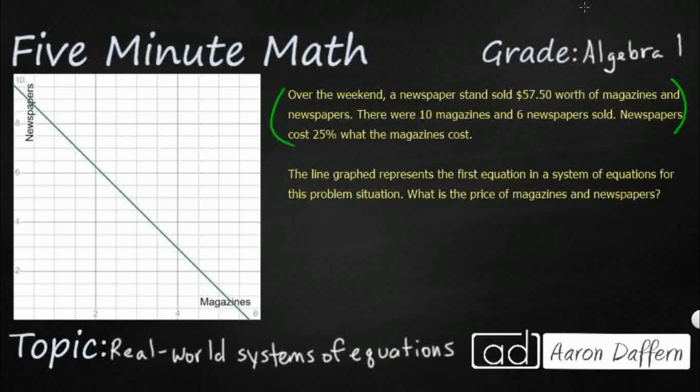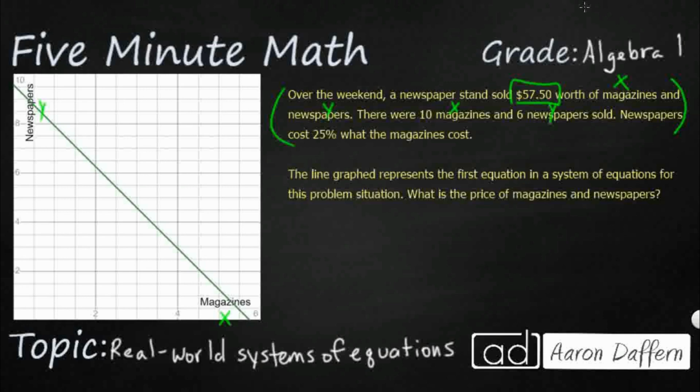So we've got a newspaper stand selling $57.50 worth of magazines and newspapers. We notice that we have our magazines labeled on our x-axis, so let's go ahead and label that. Our newspapers, that's our dependent variable, that's our y-axis. So 10 magazines, our magazines are x, and 6 newspapers, that's y. And we know that the 10 magazines and the 6 newspapers equal this $57.50.